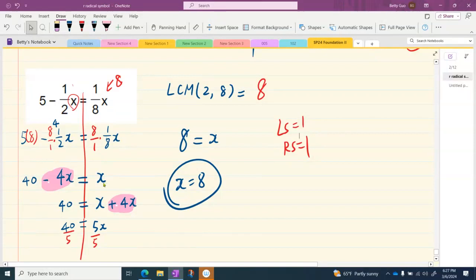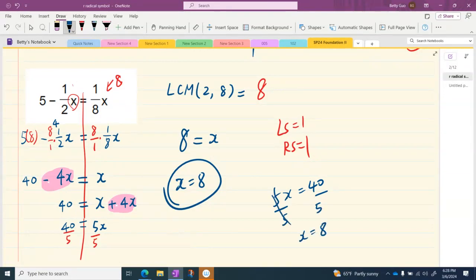I think that's the challenging step. Everything else is very straightforward. After we eliminate the denominators, we move negative 4x over. We have a positive 4x on the right side. x plus 4x gives us 5x. If 5x equals 40, you divide each side by 5, you have x equals 8.